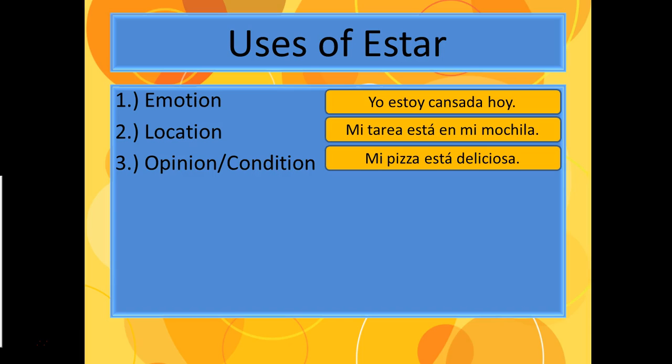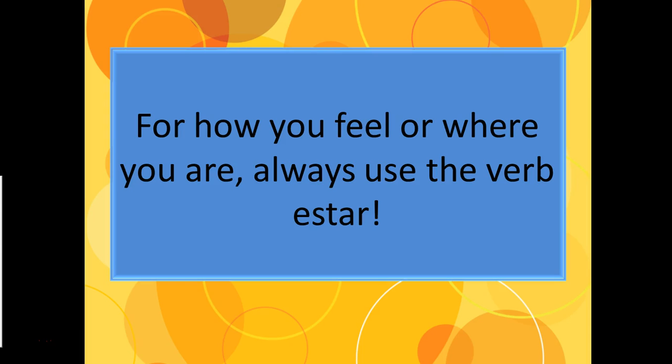Mi pizza está deliciosa. This is my opinion. My pizza is delicious. The other example, my pizza is cold. So if something is currently, the door is open, the door is closed, the food is hot, the food is cold, it's very good. Things like that will use estar because it's up to an opinion and it's changing. Or the door is open, but it could be closed. It's closed, but it could be open. And then, of course, our rhyme for how you feel or where you are, always use the verb estar. Emotions and locations, always use estar.